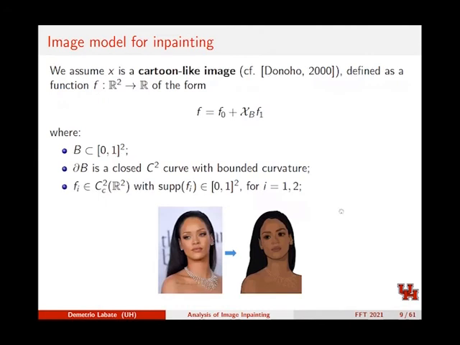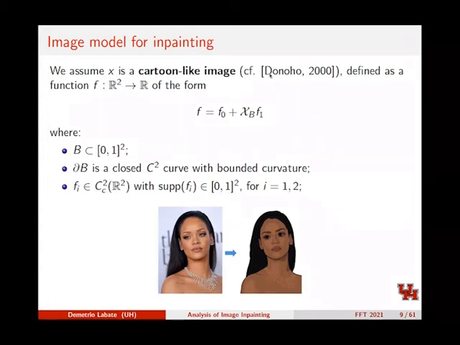And so the first assumption that I'm going to introduce is the assumption that x, in fact, is a cartoon-like image. As you probably know, this idea was introduced around 2000 by Donoho as an idealized model of images that can be used to provide some type of performance guarantees or modeling in some type of image problems.